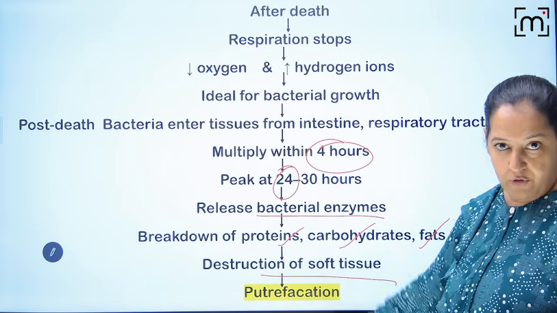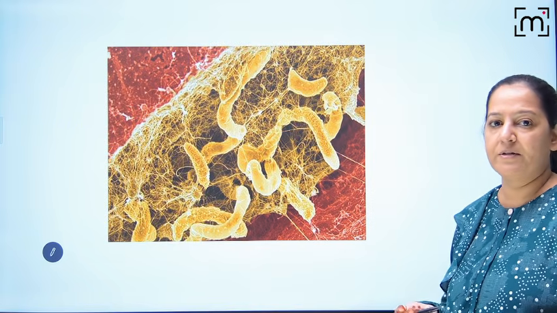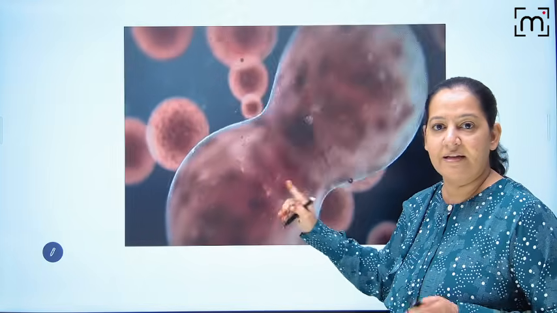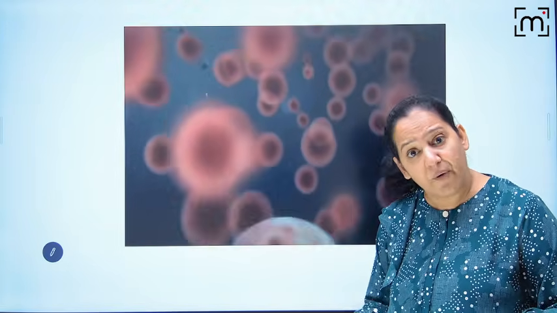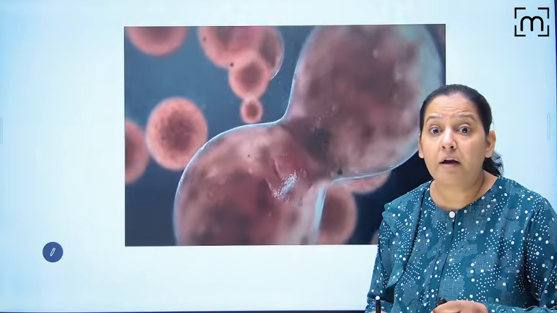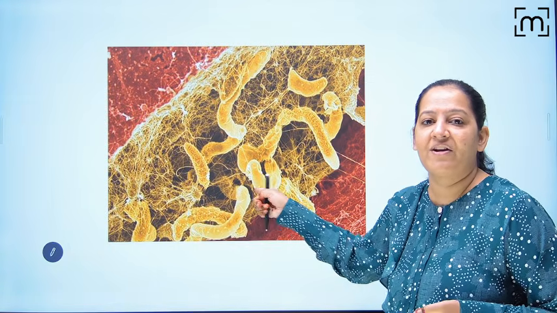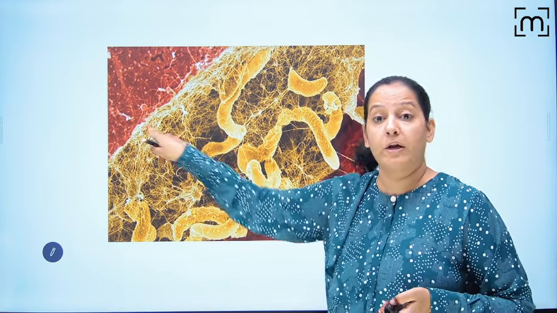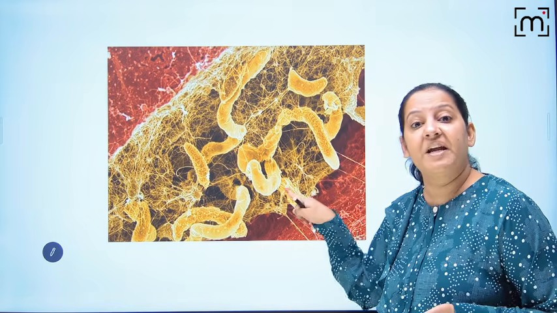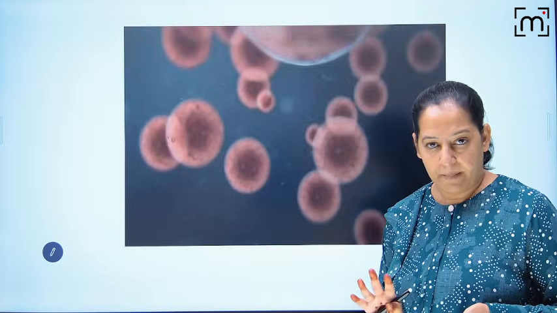Will you be able to draw this flow chart? It's easy. So these are the bacteria. They multiply. In 4 hours, they start multiplication. In 24 hours, they peak multiplication. Once they multiply, they release enzymes. And the enzymes secreted by bacteria are destroying the soft tissue in the human body. So you got the complete mechanism.